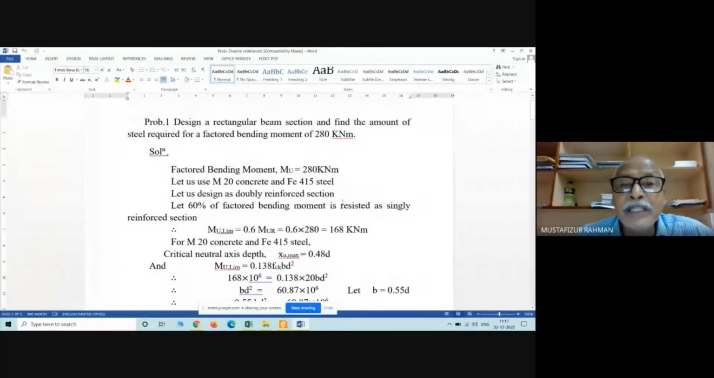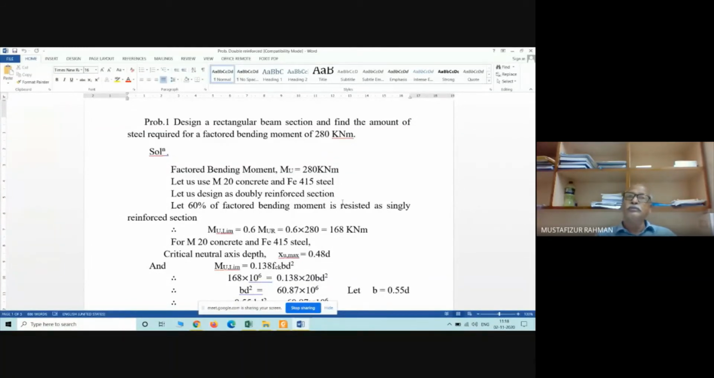Now here, in the problem, it is not said to design a rectangular beam and find the amount of steel required. It is an open-ended problem. This problem you can solve as a single reinforced section also, whatever we had solved previously. But since we are dealing with double reinforced, we try to find out the double reinforced section.